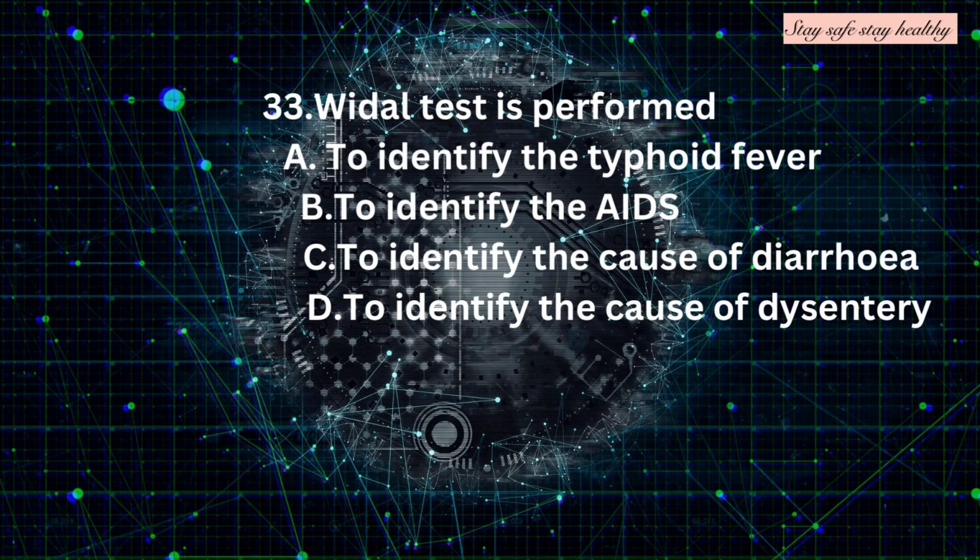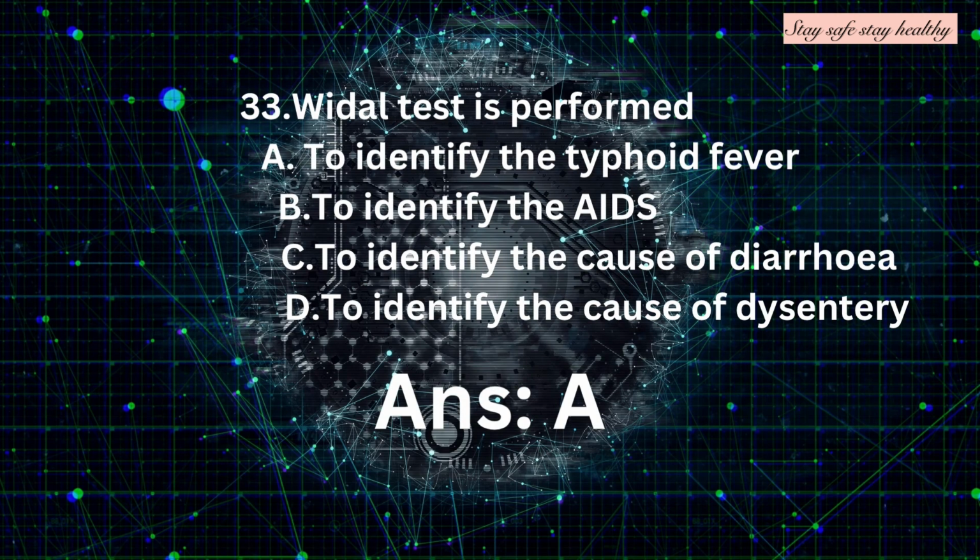Widal test is performed: A to identify the typhoid fever, B to identify the AIDS, C to identify the cause of diarrhea, D to identify the cause of dysentery. Yes, it is A to identify the typhoid fever. It is a blood test that checks for antibodies against Salmonella typhi, which causes typhoid fever.